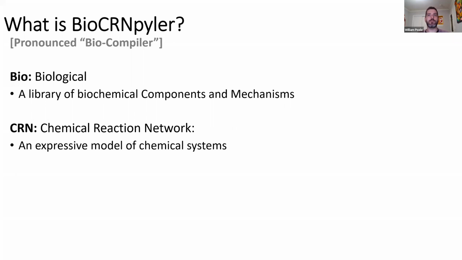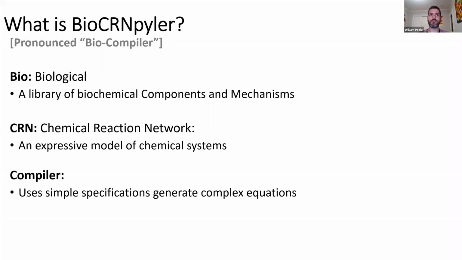CRN stands for chemical reaction network. And this is a mathematical modeling framework that I think many of you should hopefully find familiar, or maybe you're already experts in, but it's a very good way to represent what we know about biochemical models, things like gene regulation. Compiler is something from computer science. It's the idea of taking a simple specification to generate something more complicated. In the case of Biocompiler, we're using simple specifications to generate complex systems of equations that represent biochemical systems.